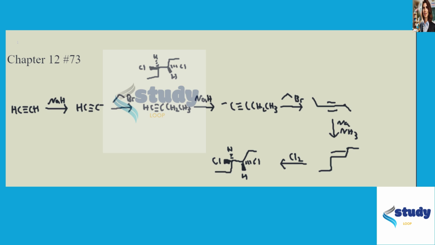In this case, it's adding 2 carbons to either side of the acetylene to get the hexane backbone that we need, and then a trans selective reduction of that alkyne, and then just using the fact that chlorine gas is going to do an anti-dichlorination. And so that's the answer to Chapter 12, problem number 73.